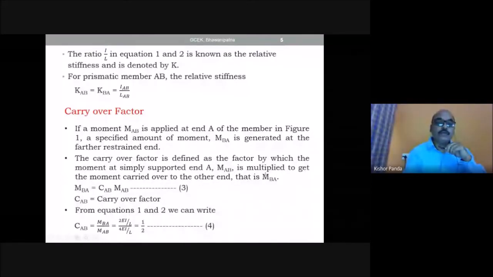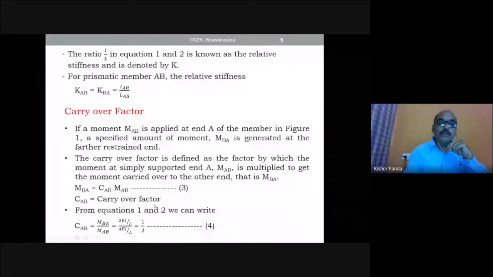So M_BA is equal to C_AB into M_AB. C_AB is your carryover factor. Because whatever moment you have at joint A, M_AB, you have to multiply with some factor and that moment is distributed to the other end. This factor is called the carryover factor. So M_BA is equal to C_AB into M_AB, where C_AB is the carryover factor.